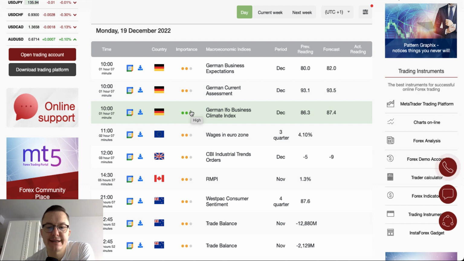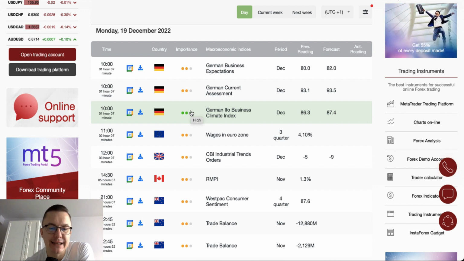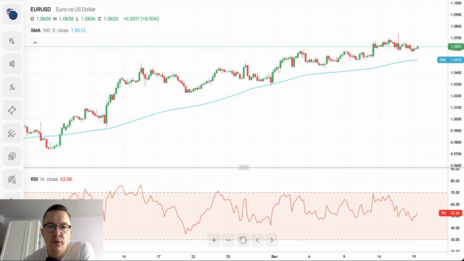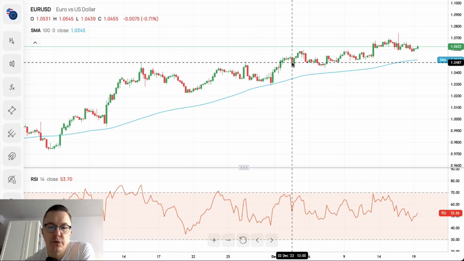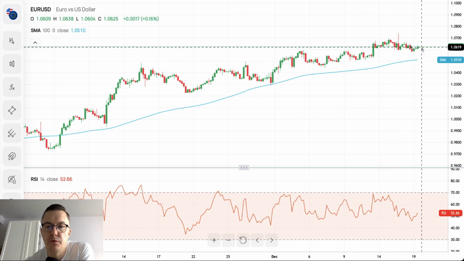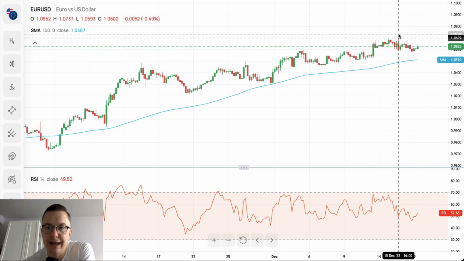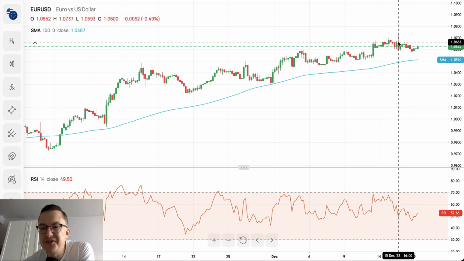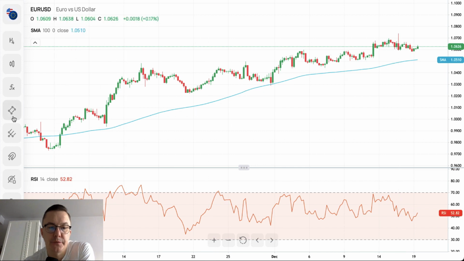So let's start with the technical analysis of the euro dollar. Our chart of the euro dollar is showing us that we are still moving above this moving average, but this recent candle here is not really that great. It doesn't look pretty on this chart.